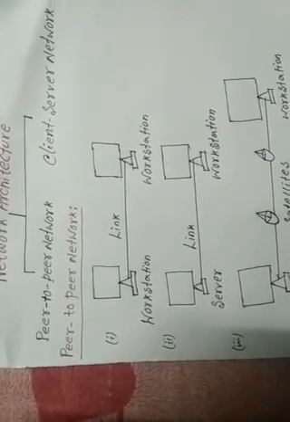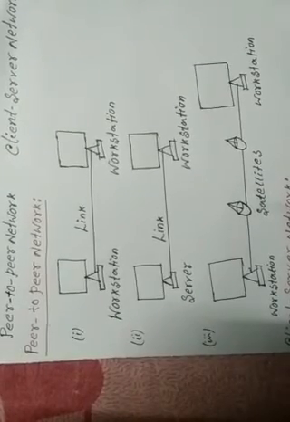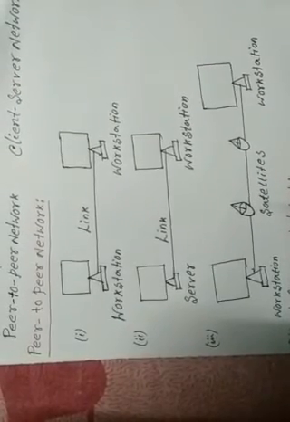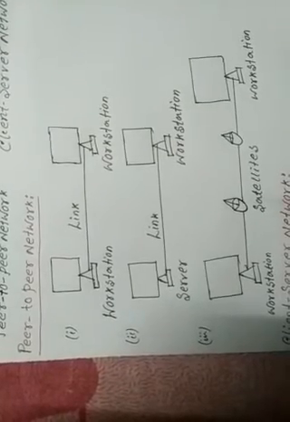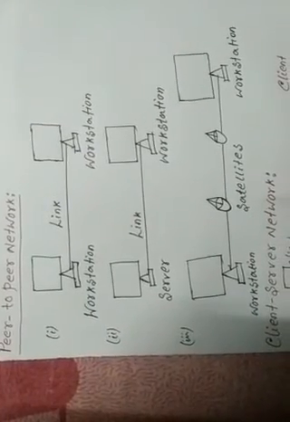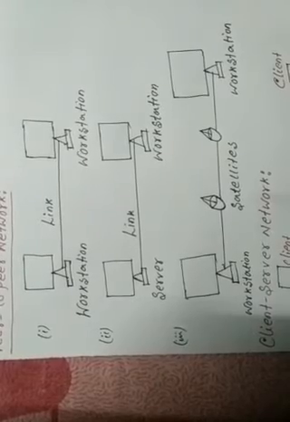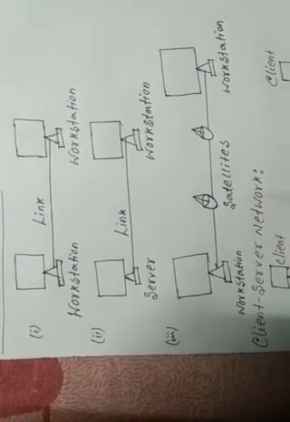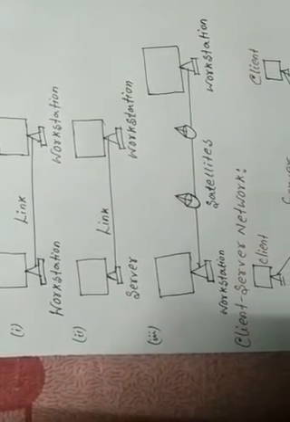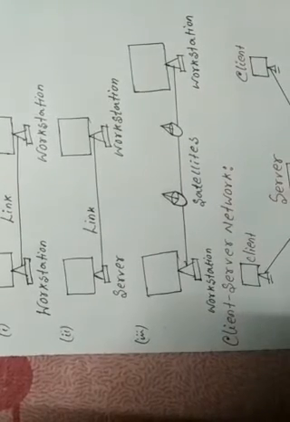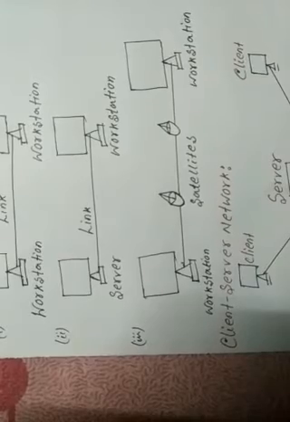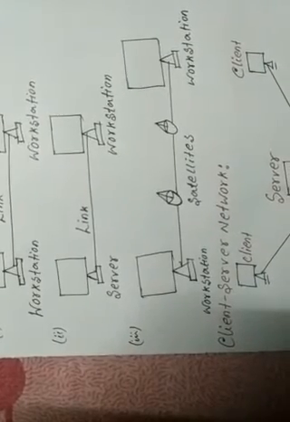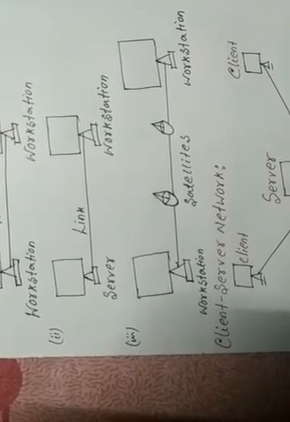There are three figures of peer-to-peer network. In figure number 1, two workstations are connected through a transmission medium. In figure number 2, a server computer is connected to a workstation through a transmission medium. In figure number 3, two workstations are connected through satellites. So, peer-to-peer network system can be used for sharing data between two devices.